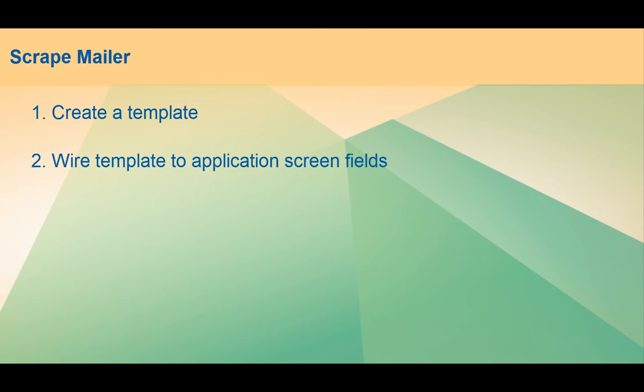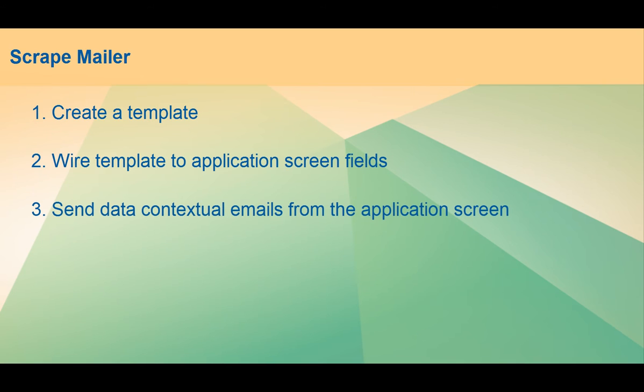With ScrapeMailer, you simply create a template that contains the static content portion of your email and then wire it to the screens from which you want to send that email. From that point forward, those applications are set up to send contextually personalized emails using data contained within those screens to your customers, colleagues, or whomever.